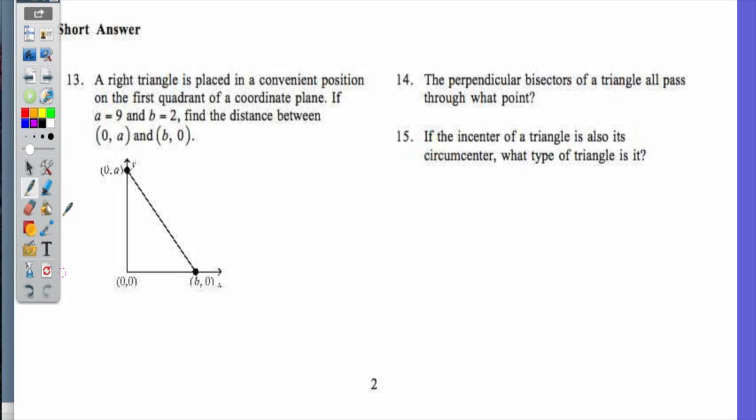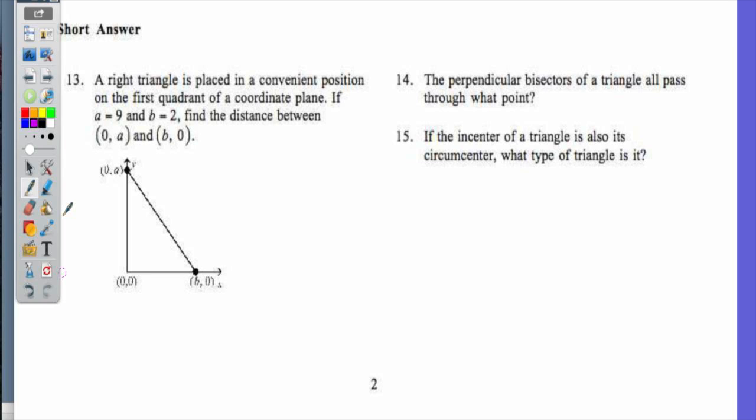For number 14, the perpendicular bisectors of a triangle all pass through the what point? Perpendicular bisectors, the point of concurrency is the circumcenter. On a side note, angle bisectors, the point of concurrency is the incenter. Medians, the point of concurrency is the centroid. And altitudes, which is a fancy word. Okay, altitudes meet in the orthocenter.